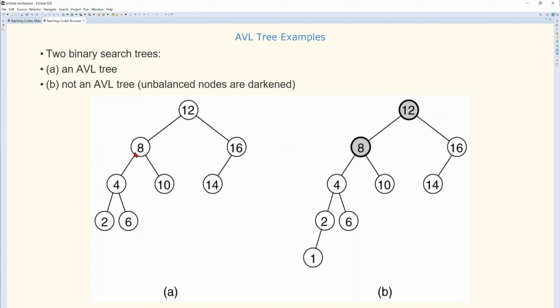Note also that when you insert 1 here, it's strange that you insert a single element, but 2 nodes, both 8 and 12, suddenly become unbalanced. Why? Because for the case of 8, here it was 1 minus 2, and you added a new element to that larger side. So it became 1 minus 1 minus 3 now. Therefore, 8 also becomes unbalanced as well as 12. So we should find a solution for both of them.